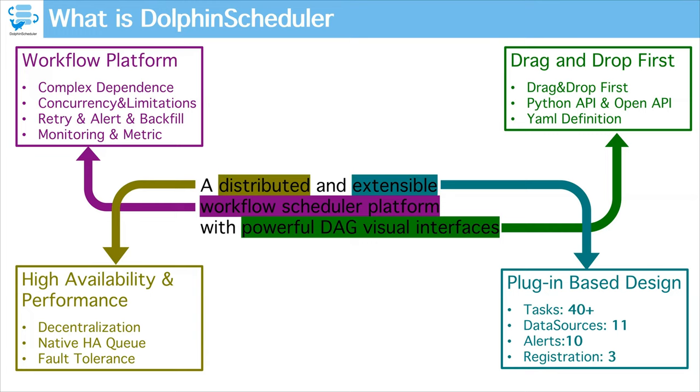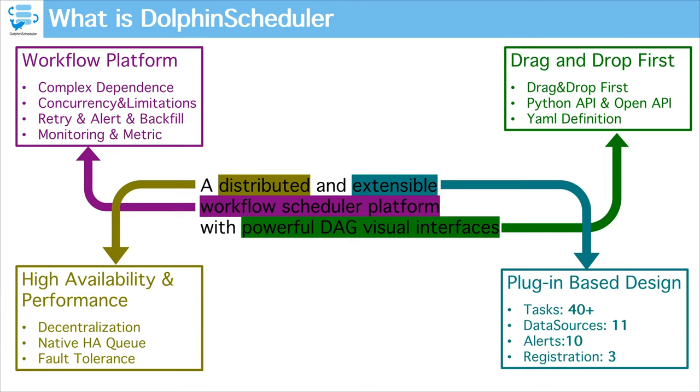Also, it can help us to manage the resources. And when a task fails, it can do the retry job and send alerts to the relevant users. When we try to correct our data in the data warehouse, it can do the backfill job. Also, we can monitor our workflow, and the platform will expose metrics to us. And that's what a workflow scheduler platform is.